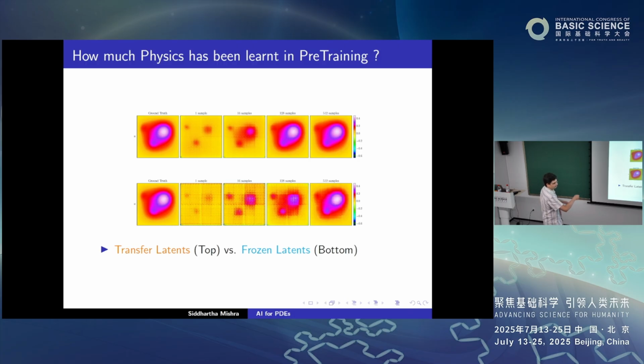It's not accurate, but at least the physical process is correct. By 128 samples, it learns it perfectly. So actually, it has learned some physics in the fluid flows that it is able to take to the Poisson equation. Otherwise, with one sample, or 16 samples, it wouldn't be able to do what I want to do. So here it is in action.